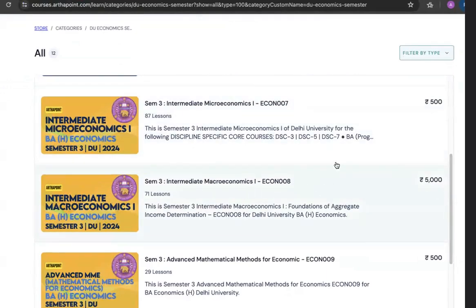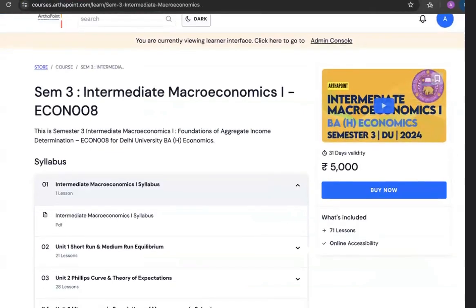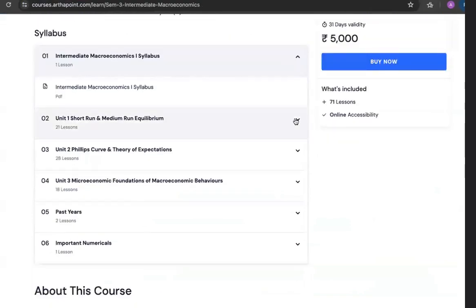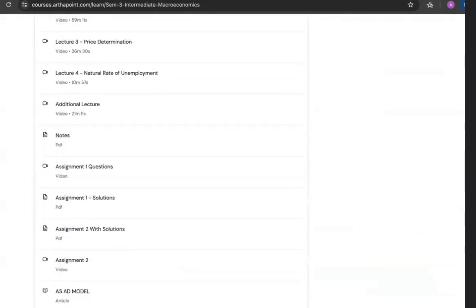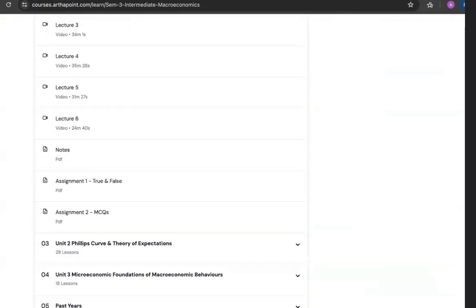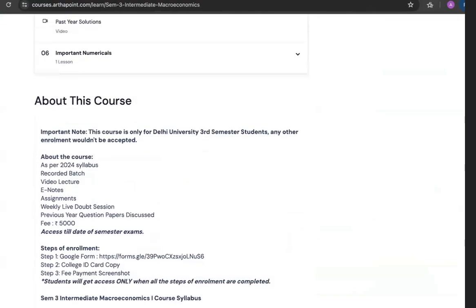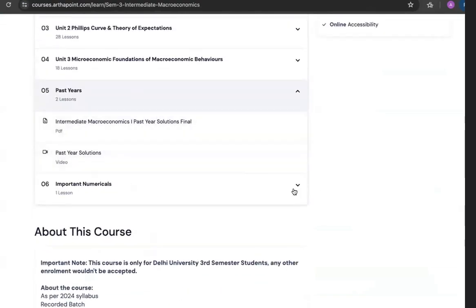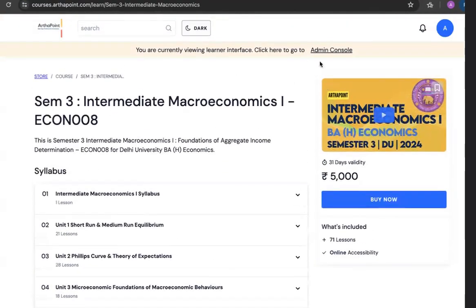This is a paid course. Only this is for 5,000. So you can clearly see that in the paid course, if you click, you will also go ahead and get access to various assignments and you will get access to various other concepts also. So you see here, you also have additional lecture, you have notes, you have assignments, everything is part of the paid course. For all the subjects, you can see past year papers being solved and important numericals being discussed in the paid course. So this is a paid course, which is for macroeconomics.